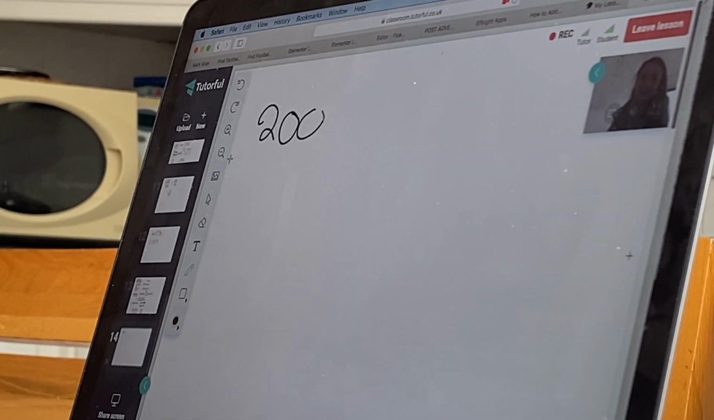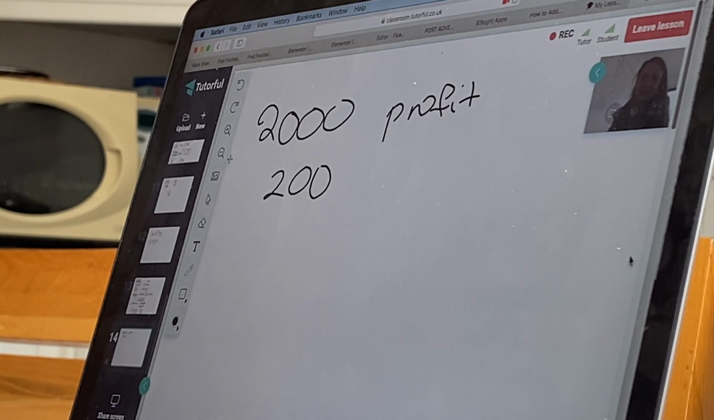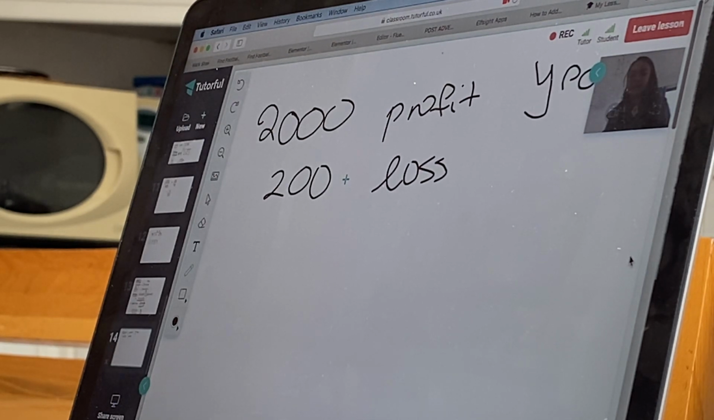We're going to have a look at another example of this. So first year we're going to have £2,000 profit. And the second year we're going to have £200 loss. Okay? So let's see if we can find the percentage decrease between year 1 and year 2.